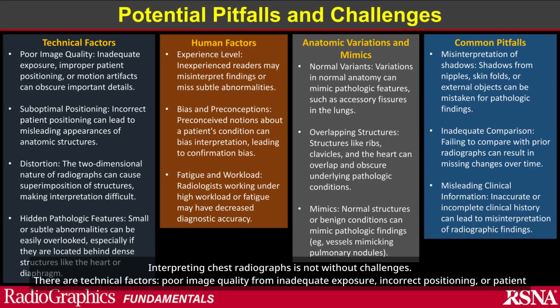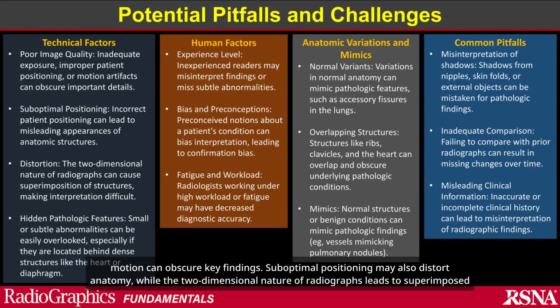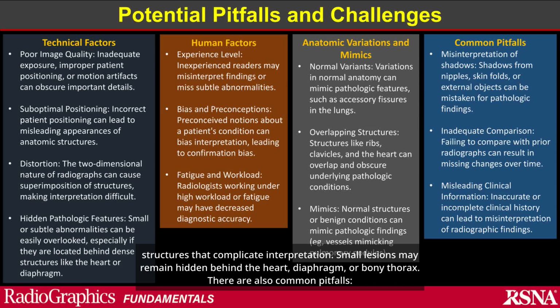Interpreting chest radiographs is not without challenges. There are technical factors. Poor image quality from inadequate exposure, incorrect positioning, or patient motion can obscure key findings. Suboptimal positioning may also distort anatomy, while the two-dimensional nature of radiographs leads to superimposed structures that complicate interpretation. Small lesions may remain hidden behind the heart, diaphragm, or bony thorax.